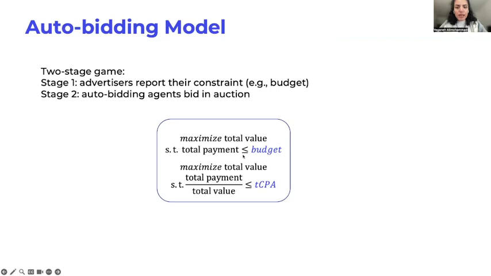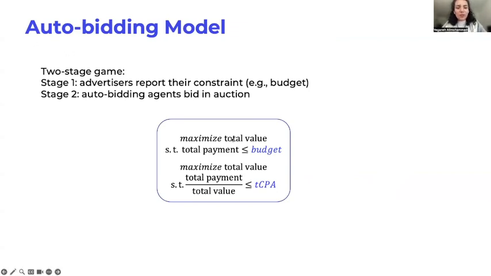than the budget. The advertiser could report a different kind of constraint known as target cost per acquisition, or TCPA for short, in which case the constraint is that the total payment of the advertiser over the total value is less than this TCPA constraint. Note that the payment part of this optimization depends on all the other auto bidders in the system. So we assume in stage 2 of the game, the auto bidders reach an equilibrium between themselves.